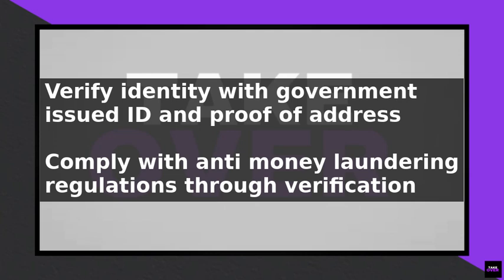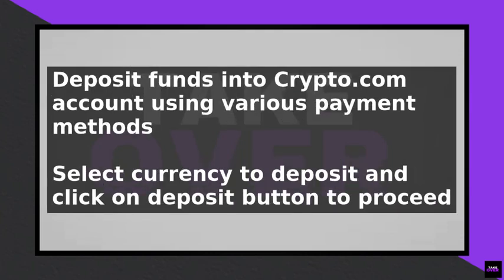Now that you have deposited funds, you can start buying and selling cryptocurrencies. To do this, click on the Trade button and select the cryptocurrency you want to buy or sell. You can also set up a recurring buy order to invest a fixed amount of money at regular intervals.